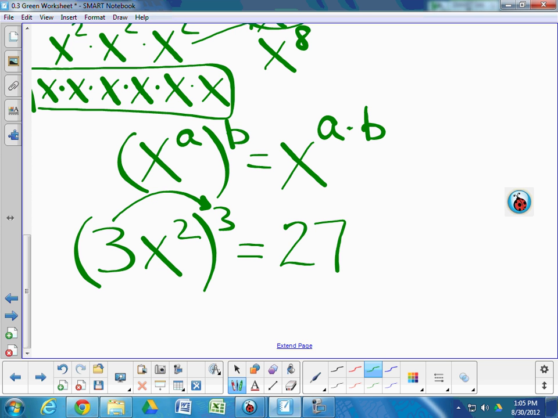The x squared, however, is a variable with an exponent. So when you have an exponent to an exponent, what do you do with them? Multiply. 27x to the 6th.